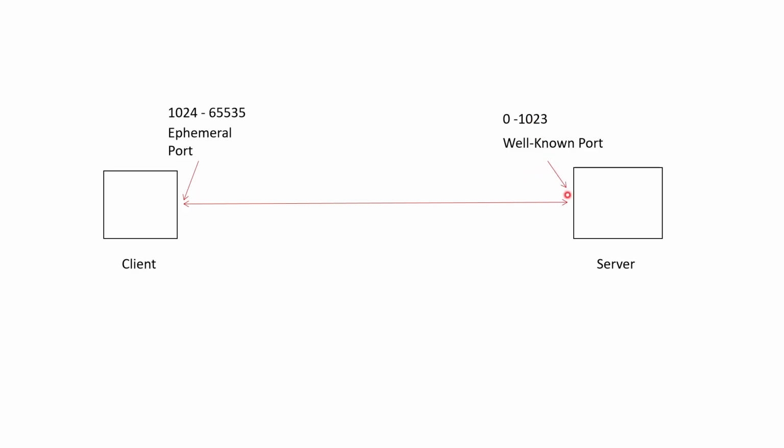For example, for a web server, it's going to be port 80, or port 443 for secure HTTPS, which is used more often today. But on your client side, there's a port that's open to connect to the server, and that port is usually in the range of 1024 to 65535, which is the port range for ephemeral ports.